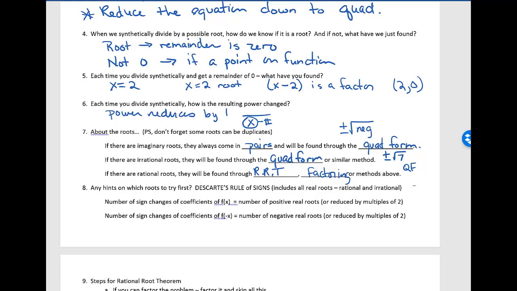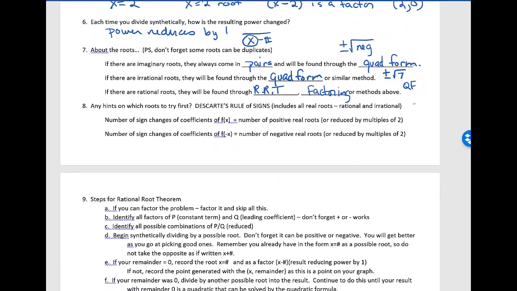Sometimes it's nice to ask, well, which numbers should I even try in the process? And there is Descartes, who is a historical person. If you ever study the history of mathematics, he had a lot to do with the development of mathematics. And he came up with what's called Descartes' rule of signs. And what this is telling us is how many positive answers we are going to have and how many negative answers. And that includes all real roots.